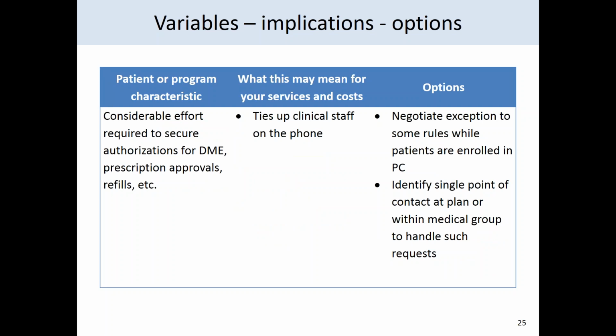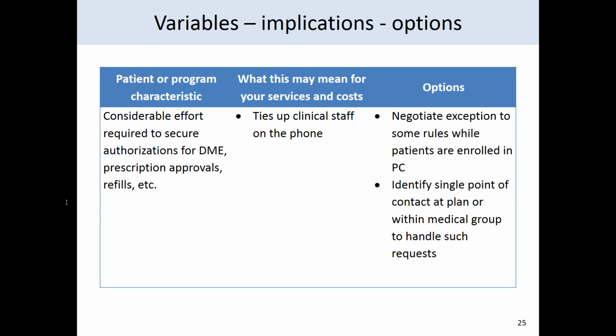So it could be that considerable effort is required to secure authorizations for durable medical equipment or prescription approvals or refills. What that may mean for your program is that it could tie up clinical staff on the phone, so that's time they can't spend seeing another patient or documenting services or doing all the other important things they need to do. So what are your options for impacting that cost driver? Well, you could negotiate with the payer that there might be an exception to some rules while patients are enrolled in palliative care, so you can bypass some of the authorization work, or you could identify a single point of contact at the plan or within a medical group to handle such requests.